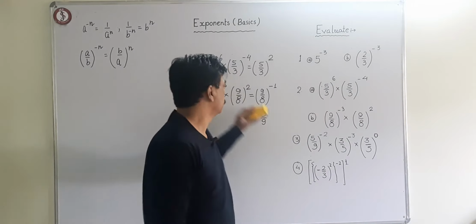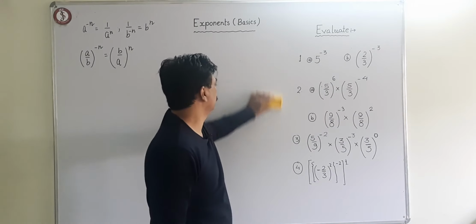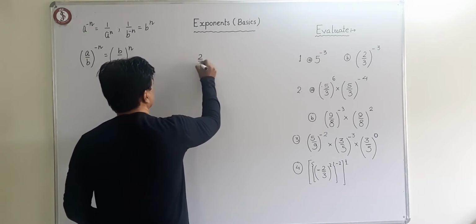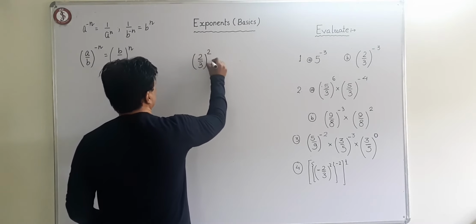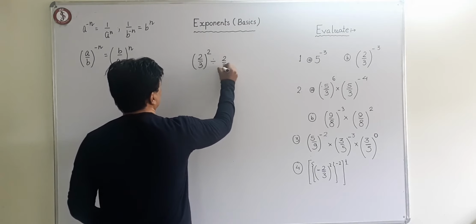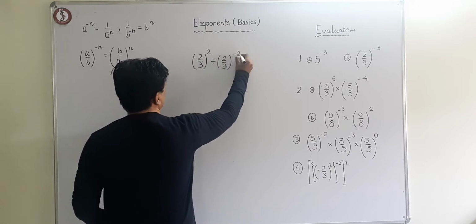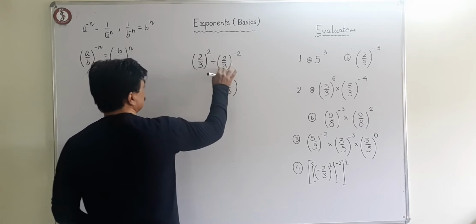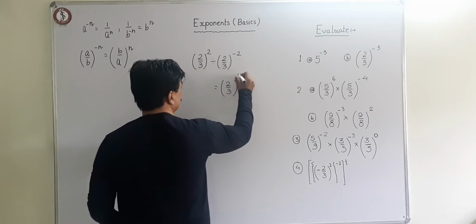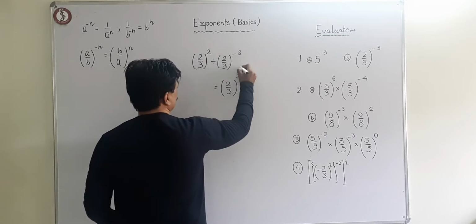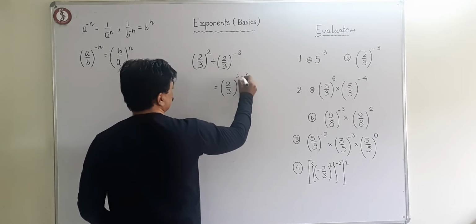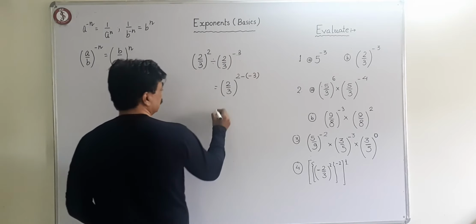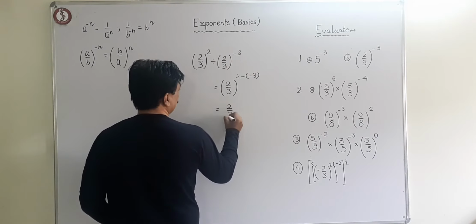Again, if there is a division, suppose I had a division: (2/3) to the power 2 divided by (2/3) to the power minus 2. It's very simple. When the bases are the same and there is division, the power should be subtracted, with the sign. No confusions. So you have to subtract the powers with the sign when there is division.